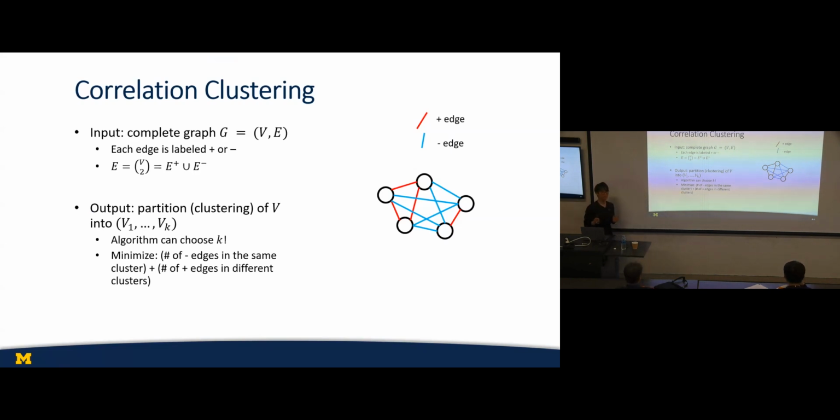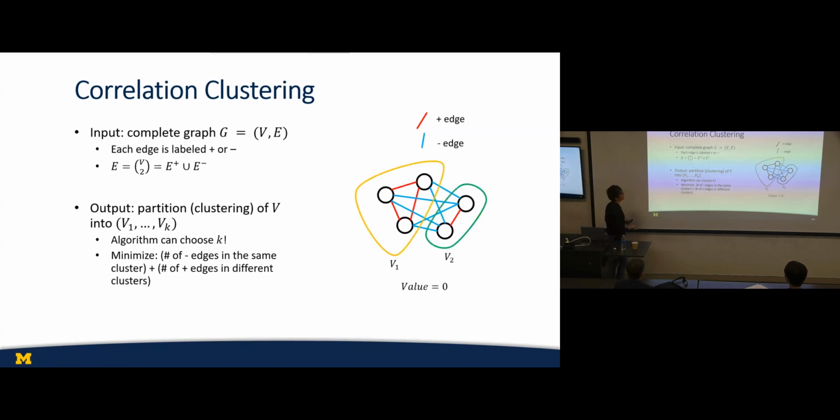The intended meaning is that the plus edges want to have their two endpoints in the same cluster. If you violate that, and you have them in different clusters, then you have to pay 1. And vice versa, the minus edges want their two endpoints in different clusters, so if you put them in the same cluster, you have to pay 1. So you are making a clustering to minimize the number of violations. That's a very simple problem. Is the problem definition clear?